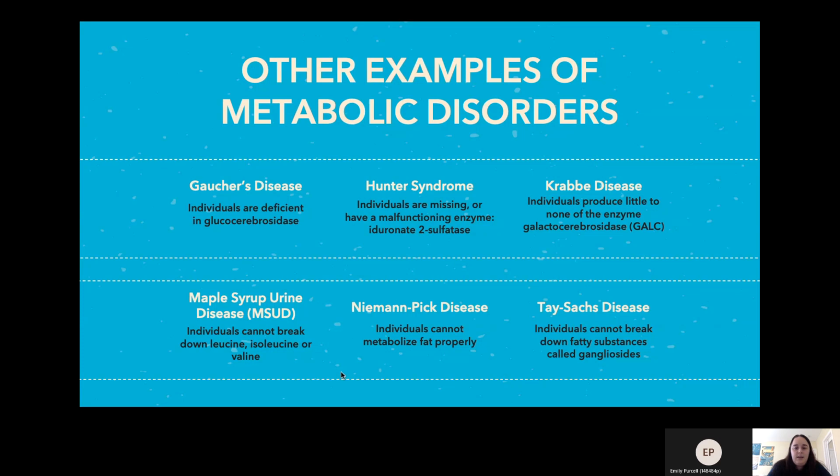Some other examples of metabolic disorders. I have a few here. These are all rare disorders and they're all genetic. So unfortunately, there's not much that we can do to prevent these disorders, other than when thinking about having children, going to see a genetic counselor and seeing if you have the genes that would predispose your children to be missing enzymes or not producing adequate amounts of certain enzymes. So first we have Gaucher's disease.